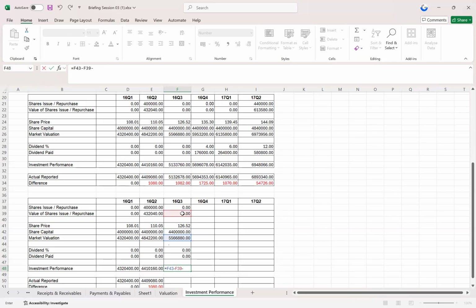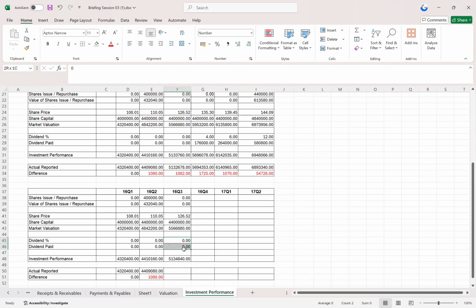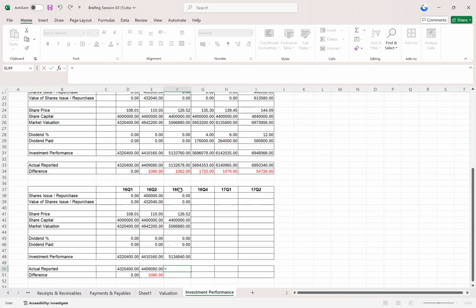My investment performance now is market valuation minus value of shares issued. We have to take all the values that we have issued in the past, plus value of dividend paid, including the past. This comes out as 513. Can you see that they did no share activity and did not pay any dividend, and this was the actual that was reported? Now the difference, if I take it, is 2162.